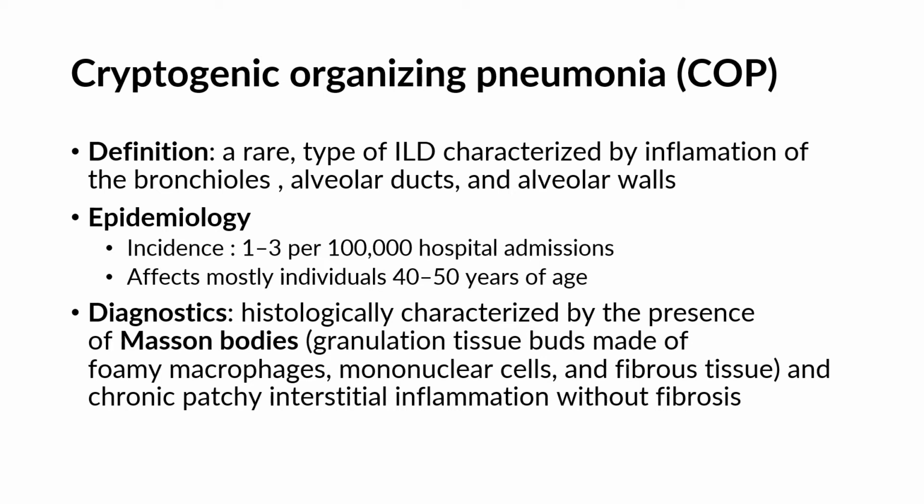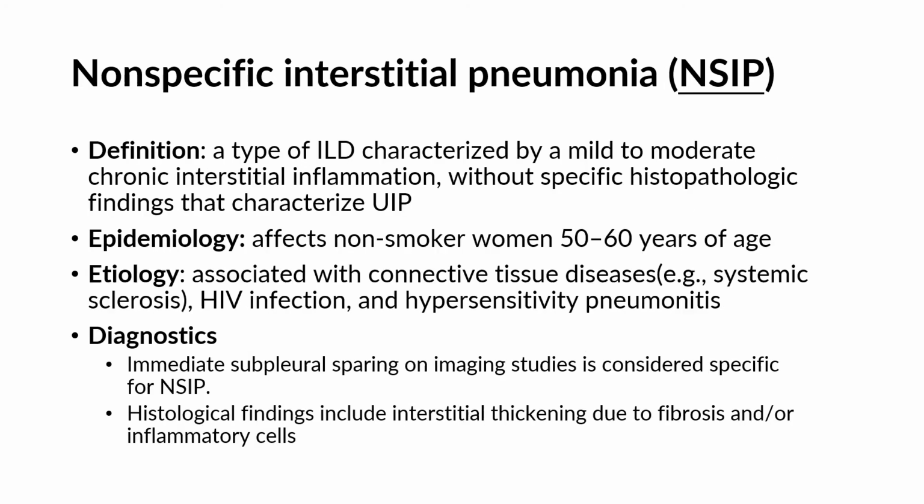About cryptogenic organizing pneumonia, COP. This is a rare type of ILD characterized by inflammation of the bronchioles, alveolar ducts, and alveolar walls. Incidence is 1 to 3 patients per 100,000 hospital admissions, and affects mostly individuals from 40 to 50 years of age. Histologically characterized by the presence of Masson bodies, granulation tissue buds made of foamy macrophages, mononuclear cells, and fibrous tissue, and chronic patchy interstitial inflammation without fibrosis.